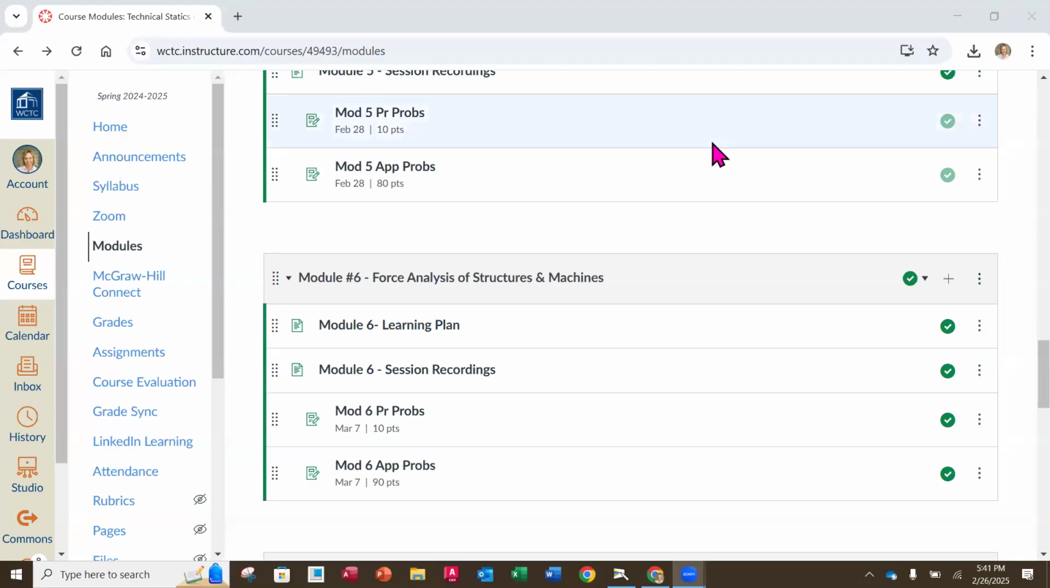Okay, so we're ready to get started on Module 6, which is going to be looking at force analysis of structures and machines. As we look here, you're going to see the normal components that we see in all of our modules. First, we're going to have a learning plan.